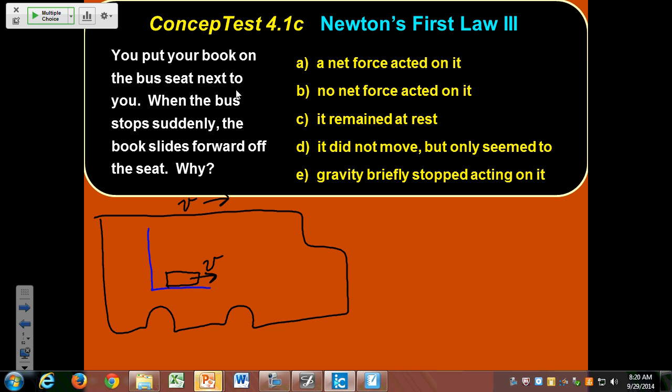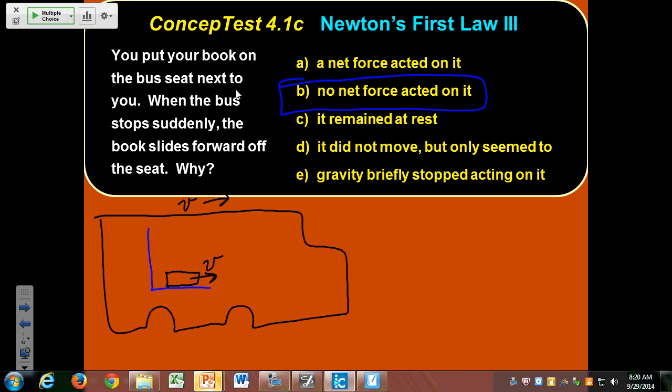Right, so the book is continuing to travel along at constant velocity, but it's the bus that's stopping. So if the book were to stop, that would mean that a force would also act upon the book. So the answer then is B, that no net force acted upon it.